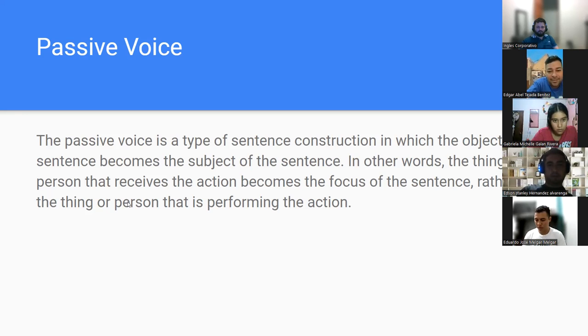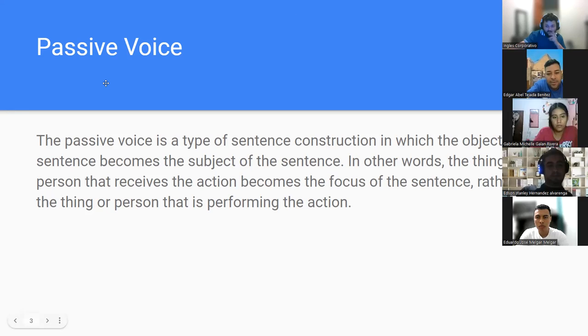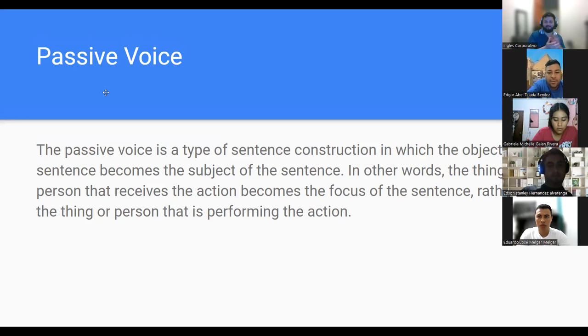The passive voice is a type of sentence construction in which the object of the sentence becomes the subject of the sentence. In other words, the thing or person that receives the action becomes the focus of the sentence rather than the thing or person that is performing the action. Good job. Thank you very much. Applause, guys, for helping me read.